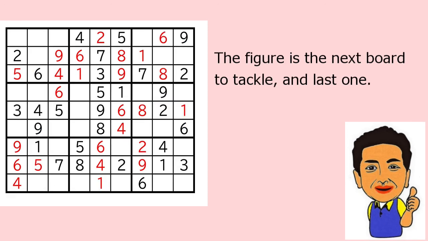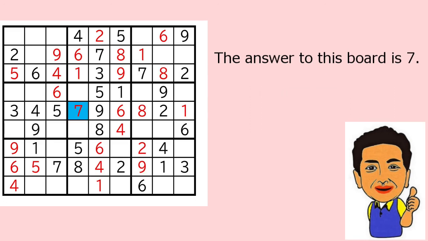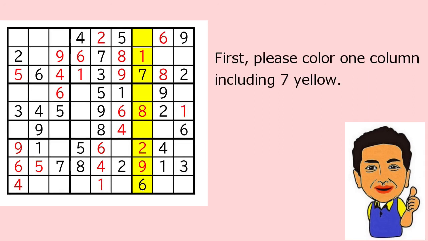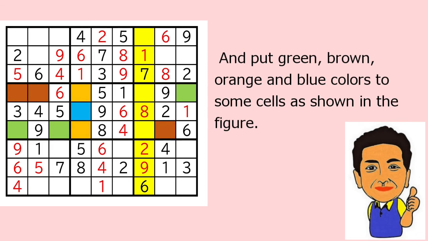The figure is the next board to tackle, and the last one. The answer to this board is 7. First, please color one column including 7 yellow. And put green, brown, orange, and blue colors on some cells as shown in the figure.